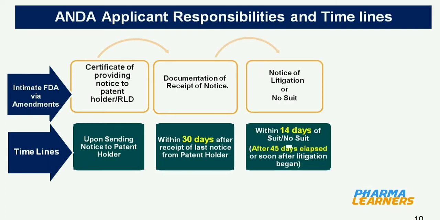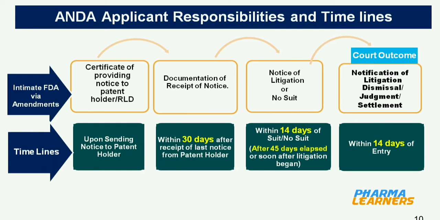Third, the ANDA applicant has to provide documentation of notice of litigation or no suit within 14 days of suit or no suit, that is after 45 days elapsed or soon after litigation began. Now when the court decision comes, the ANDA applicant has to provide documentation of court judgment or settlement, whatever it is, to FDA within 14 days of entry. This is all about the responsibilities and timelines.